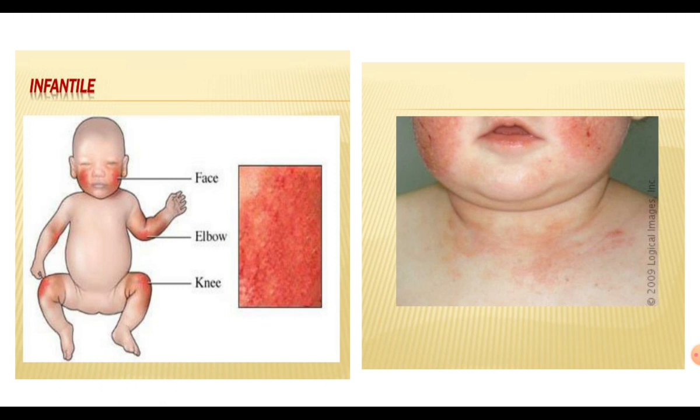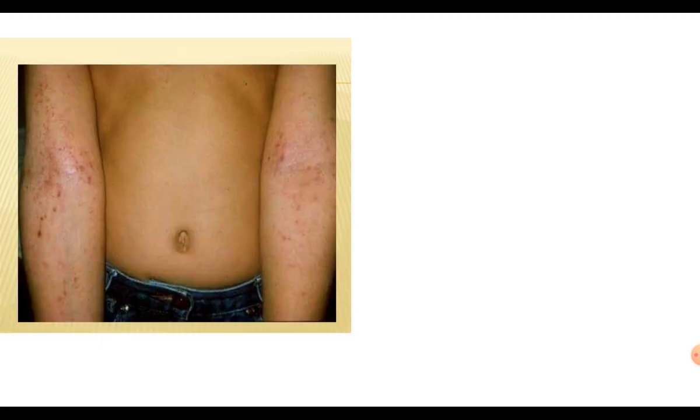Infantile I had already explained. There is extensor involvement due to crawling of the baby. Face and elbows are also involved. Up to puberty, there is flexural involvement.